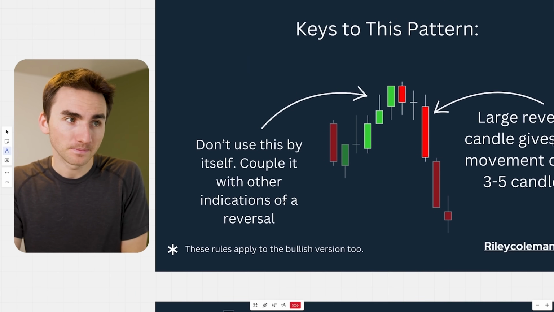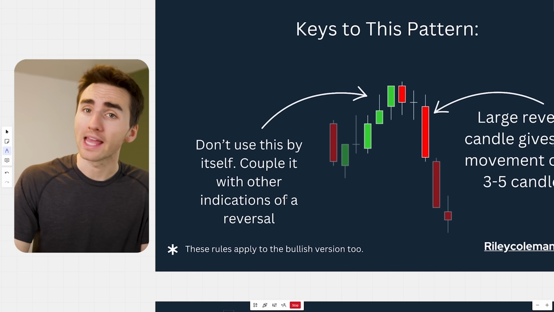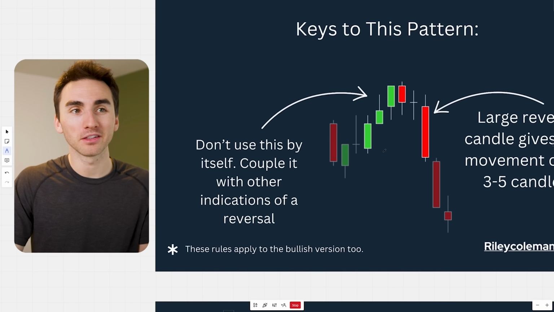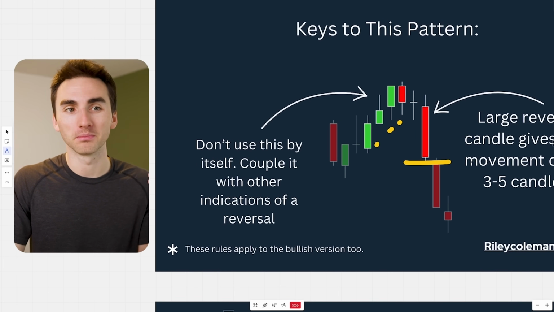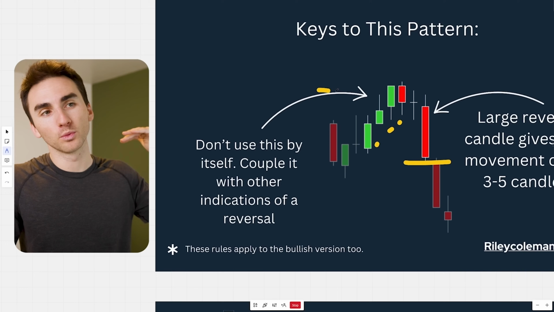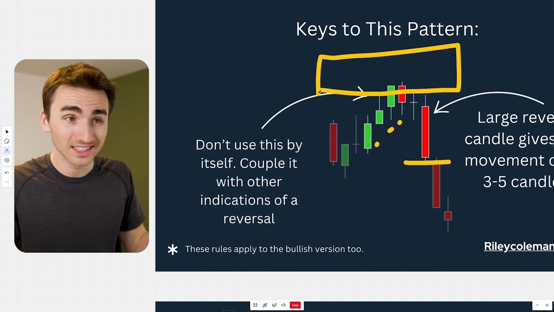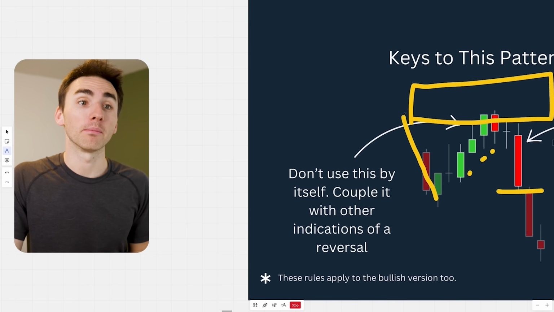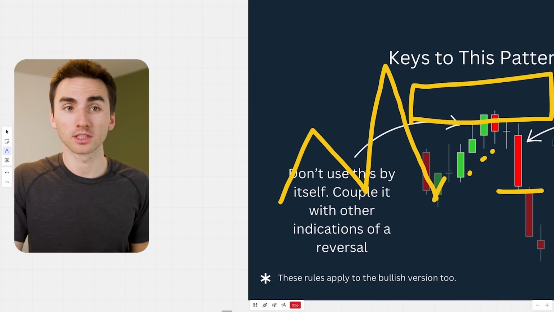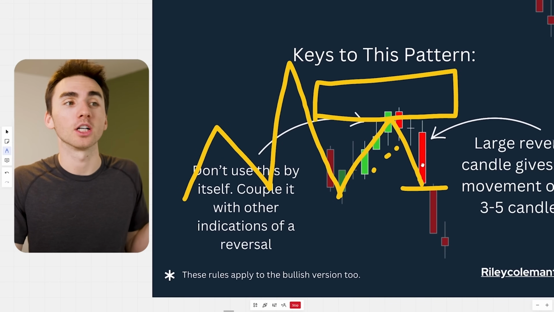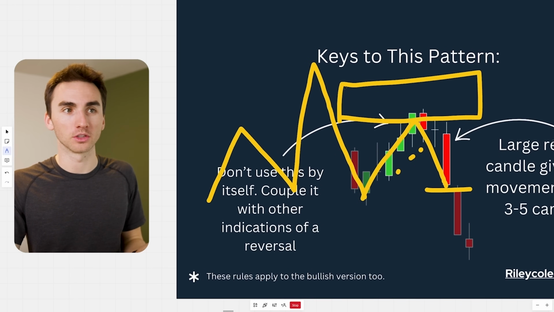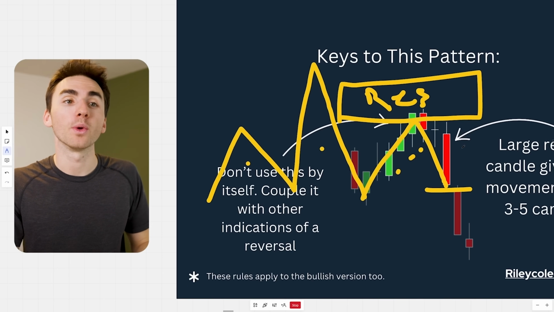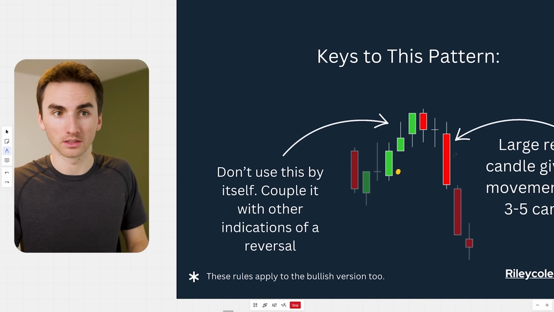Now, the key to this pattern, of course, is don't use it by itself. Really with any of these patterns, don't use them by themselves. You can't just go into a chart, see a couple of things and then just buy, right? You have to have this coupled with a support level, or a resistance level in this case for a short. And if this was combined with a big head and shoulders pattern, where this is just the right shoulder, this is a great trade to get in on, because you're going into a resistance level, you have this head and shoulders pattern, and then you have this candlestick triggering for you to get in.